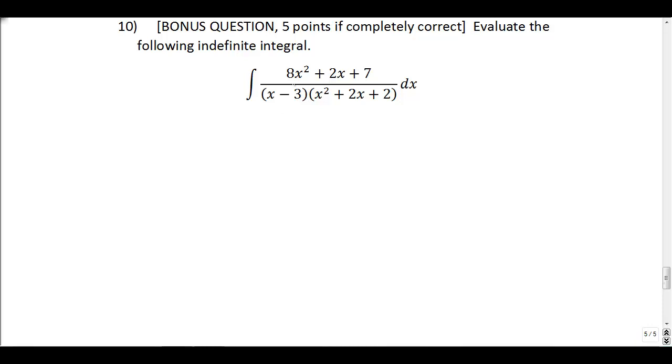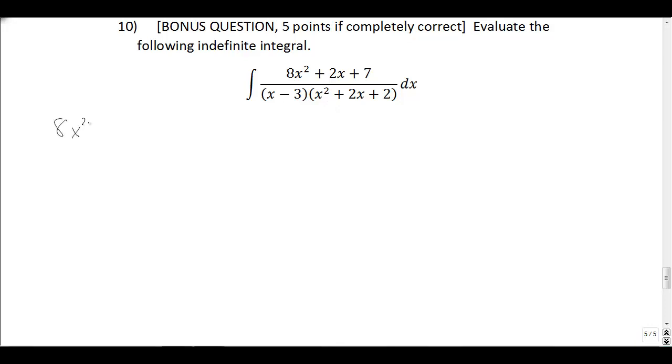So we're trying to do this antiderivative: 8x squared plus 2x plus 7 over x minus 3 times x squared plus 2x plus 2. The technique I'm going to use here is partial fractions. I have a factored denominator. Note, the top is degree 2. The bottom is degree, well, here's a 1 and a 2, 1 plus 2 is 3, so the bottom is degree 3. I don't have to do long division, which is nice.